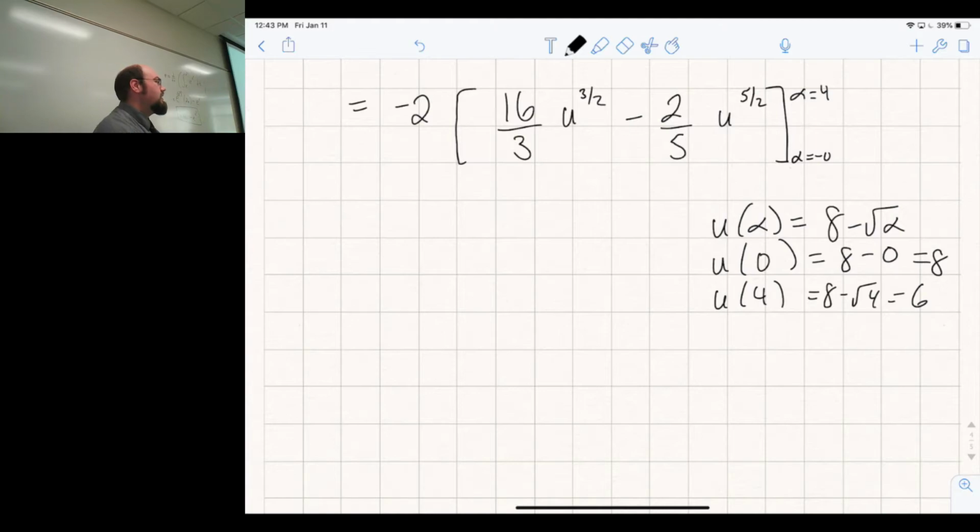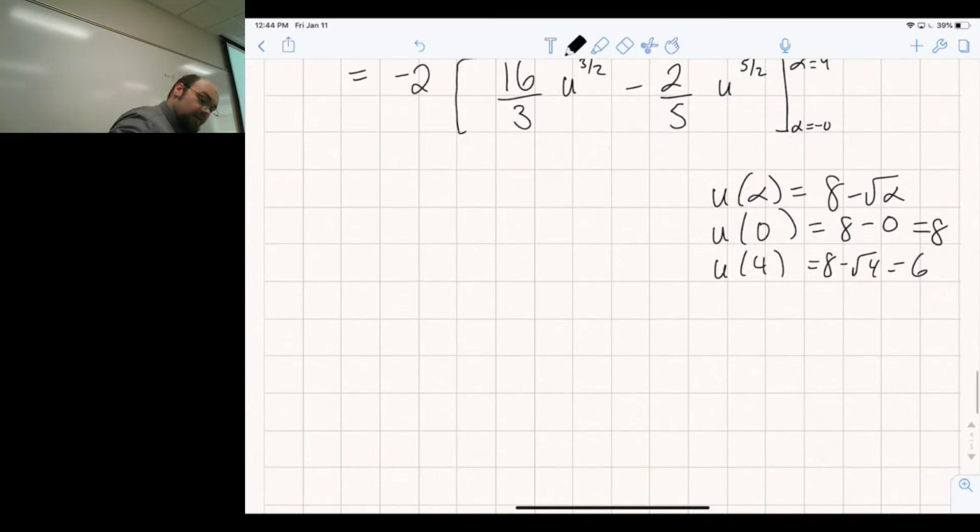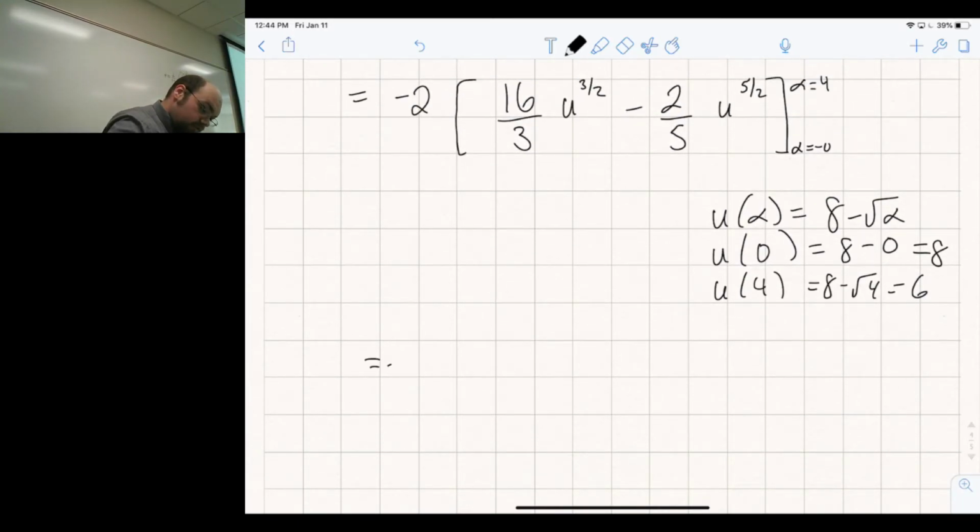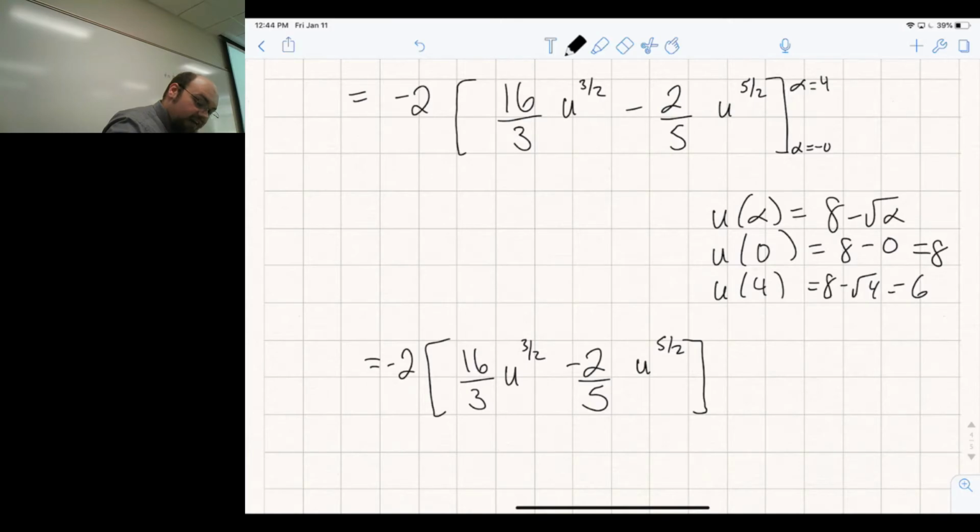You see what I'm doing? I'm changing from alphas to u's, so I don't have to plug all that junk back in. I can just plug in numbers and keep going. So now this expression, negative 2, becomes 16/3 u to the 3 halves minus 2 fifths u to the 5 halves, evaluated from u equals, and alpha equals 0 converts to u equals 8, and then u equals 6. I'm changing my variables so that everything matches now.